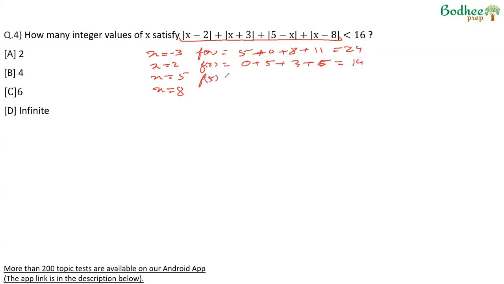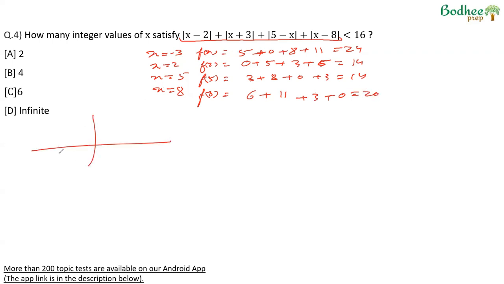At x equal to 5, we will get 3 plus 8 plus 0 plus 3, which is again 14. And at x equal to 8, we will get 6 plus 11 plus 3 plus 0, which is 20 something. So basically, if we plot the curve at minus 3, 2, 5, and 8, from 5 to 8 the value is constant at 14. At minus 3 it was 24, so it is decreasing till here. Then it is increasing, and then it is further increasing.